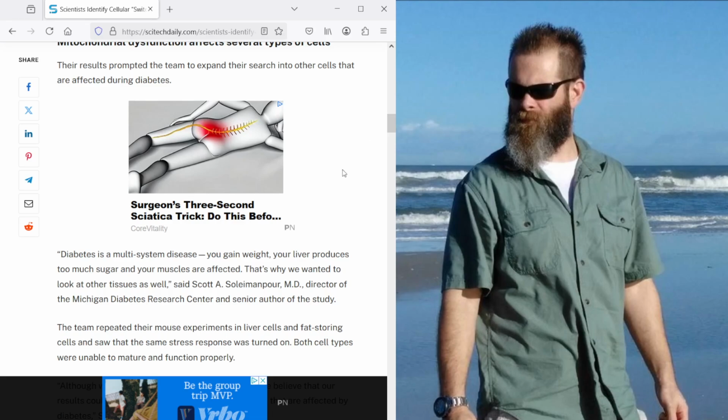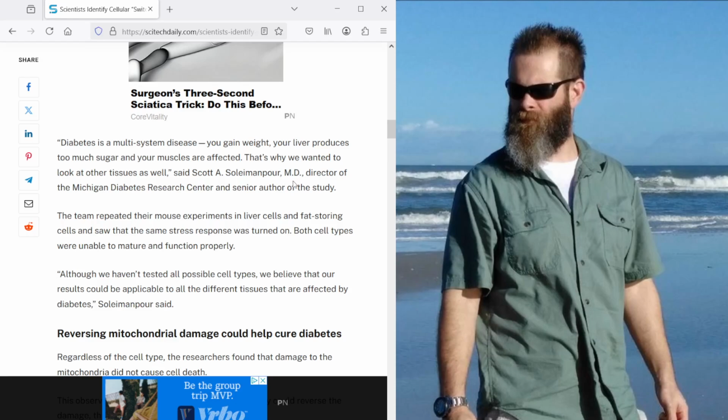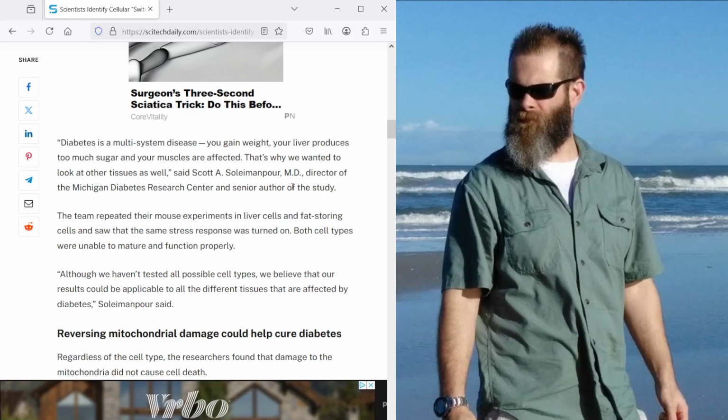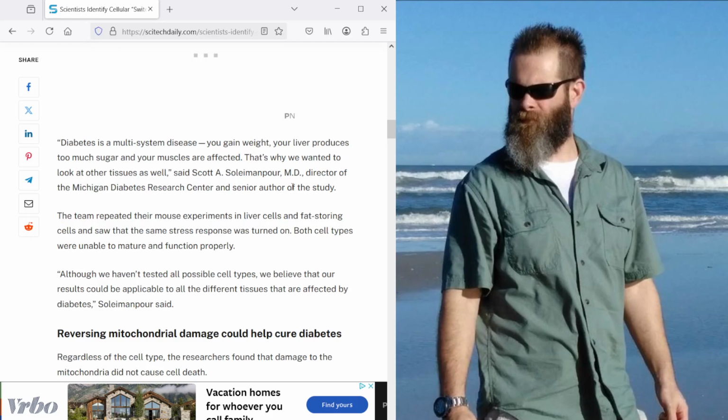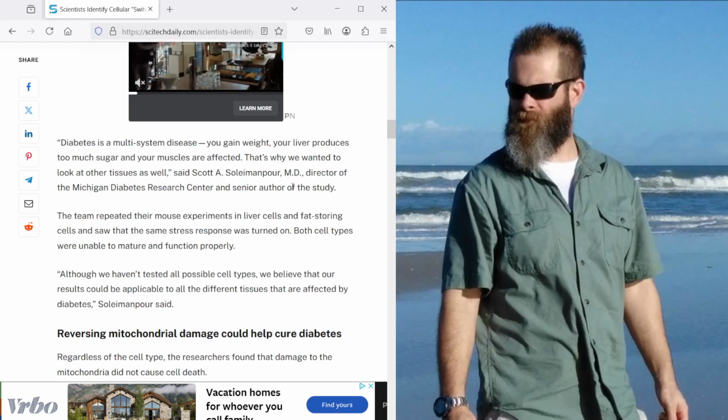And I'll scroll down here. You can see it says diabetes is a multi system disease. You gain weight, and there it is. Your liver produces too much sugar, and your muscles are affected. Now, one of the things that I found out outside of this article is that one of the ways your body will eliminate sugar if you have too much in your system is through the kidneys, right?